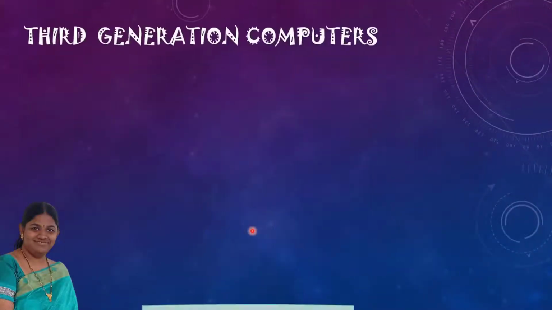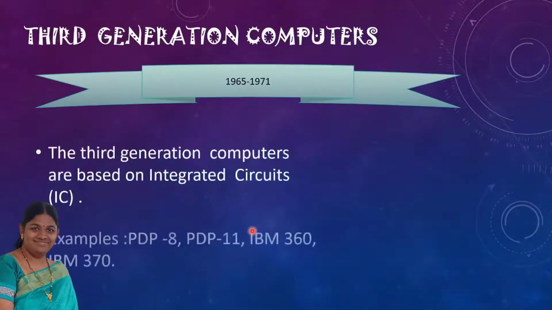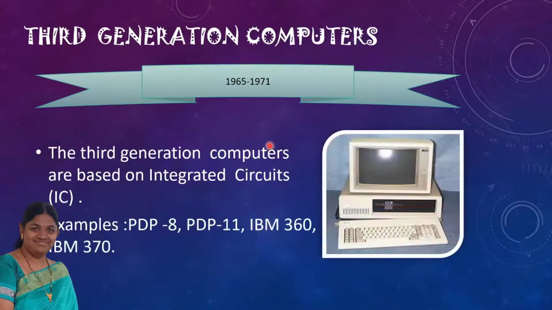Now let's move on to the third generation computers. The time period for third generation computers is from 1965 to 1971. This third generation of computers makes use of integrated circuits. This is the technology that is used in the third generation computers, and these are the examples of third generation computers.